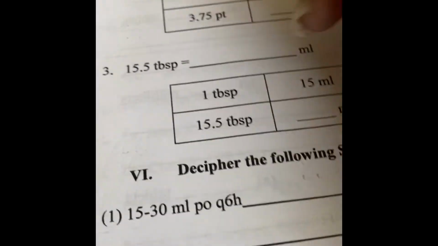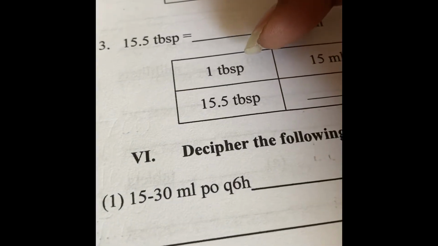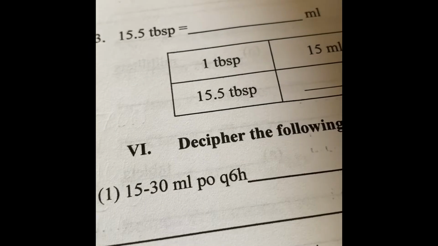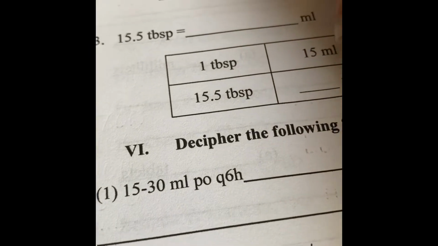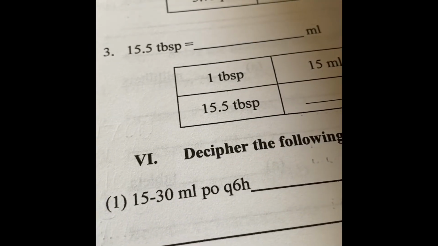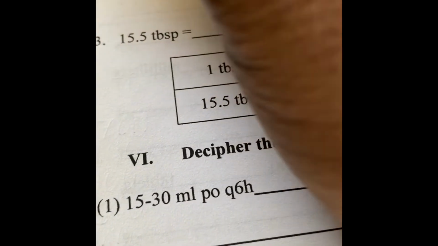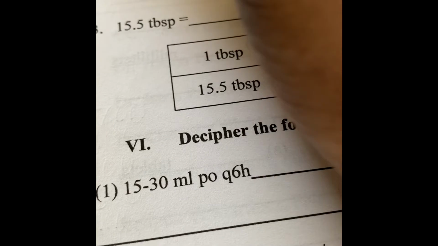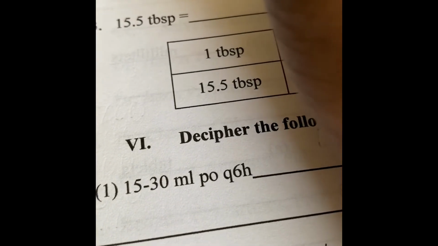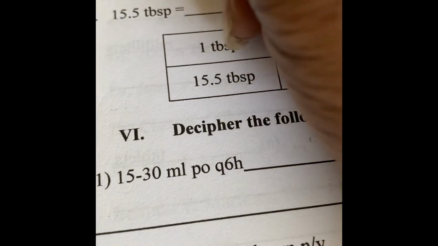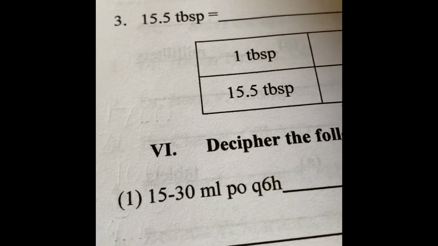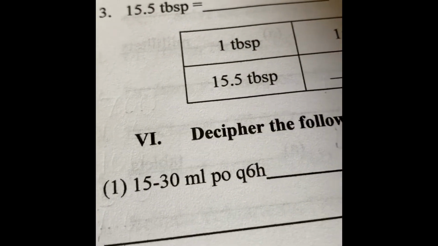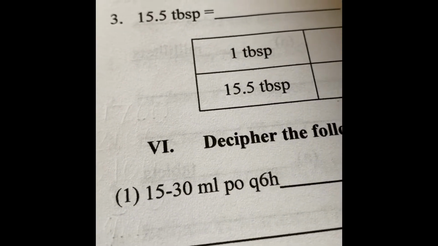Okay, so for number 2, we have 3.75 pints equals blank milliliters. Well, we know 1 pint equals 480 milliliters. So if we do 3.75 multiplied by 480, divided by 1, your answer is 1,800 ml.